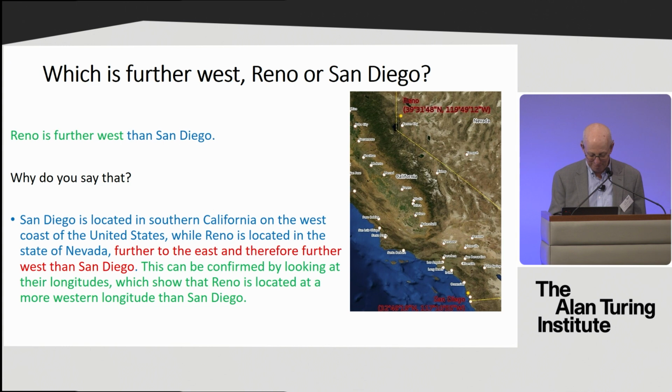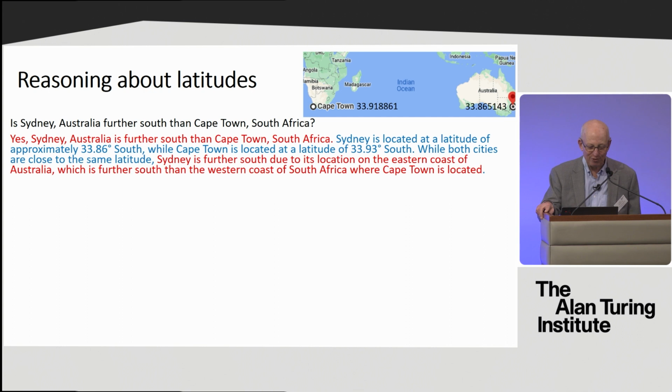When I went to the KR conference, which was held in Cape Town, I was surprised to see in the advertising material that it was the most southerly KR conference ever. And I thought, the one in Sydney, surely Sydney's further south than Cape Town. But actually, no, it's not. Cape Town is slightly further south than Sydney.